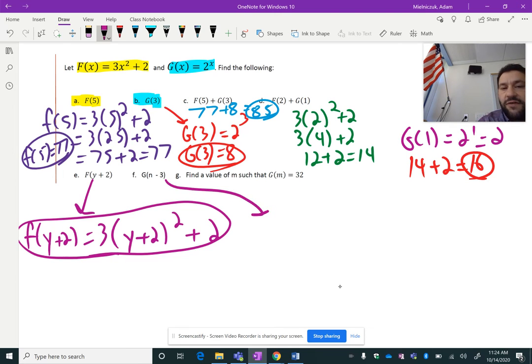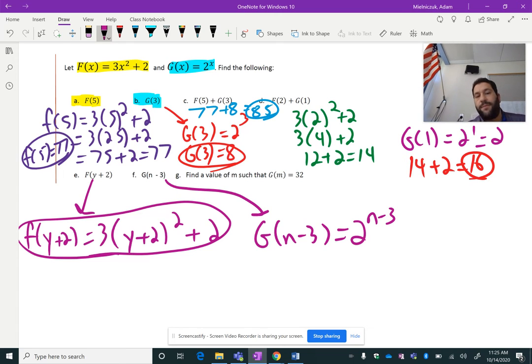For g of n minus 3, we're going to say that g of n minus 3 is equal to 2 to the n minus 3 power, because we take the n minus 3 and we fill it in for x. If you're wondering why we didn't get a numerical answer there, this is algebra. Sometimes you just won't get a nice, easy answer.